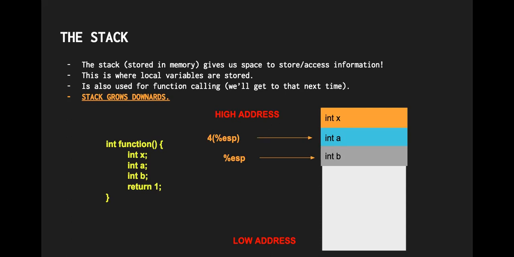Does anyone know why it's +4? Not +1? Yeah. Every register can only hold 4 bytes. And yeah, that's at least for Intel x86. Right, and if you wanted to access the third element in the stack, you do 8 plus ESP.